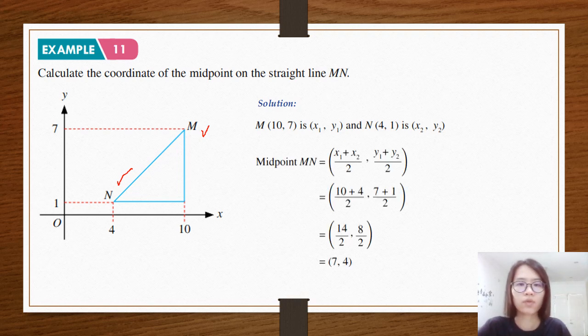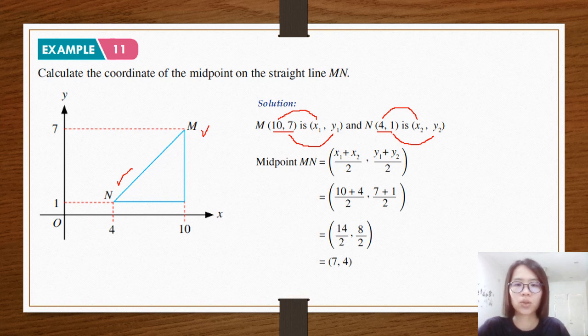So the coordinates for point M is 10, 7, while the coordinates for point N is 4, 1. So for point M, 10 is the x1, 7 is y1. For point N, 4 is x2, 1 is y2. So now we apply the formula of the midpoint.